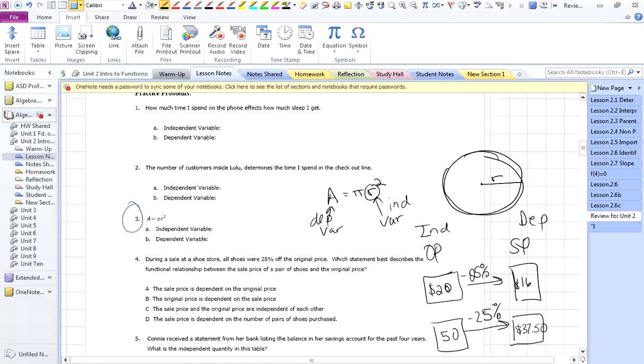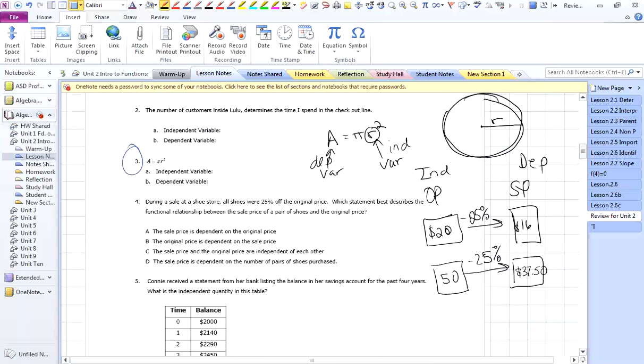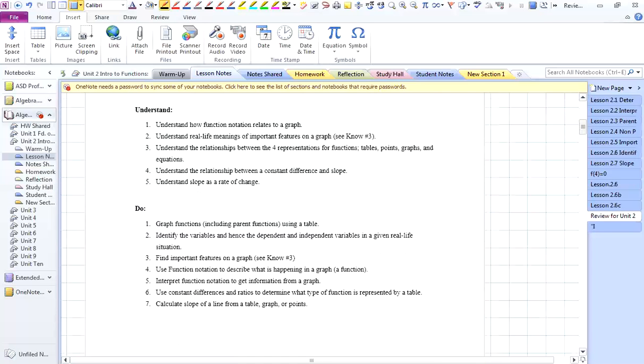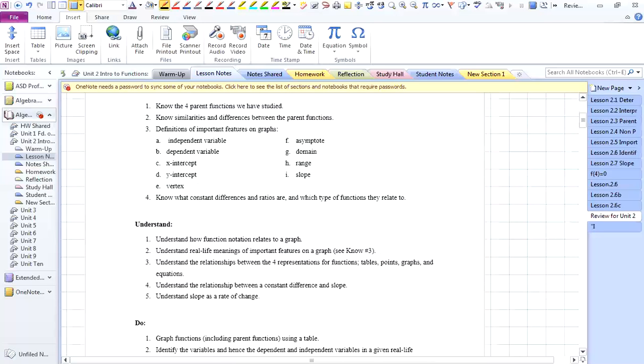What is the relationship between a constant difference and a slope? It says understand the relationship between a constant difference and slope. Okay, so remember when we talked about the constant difference, right?